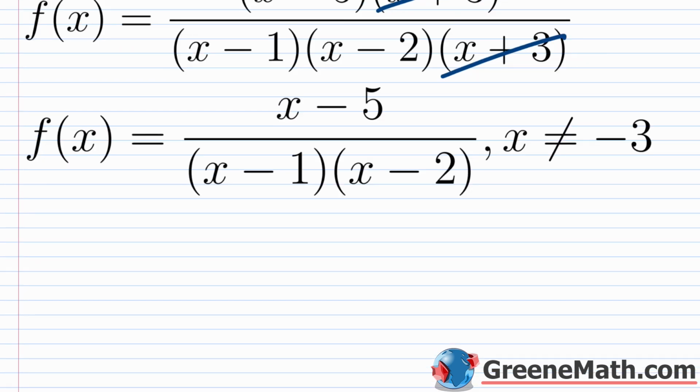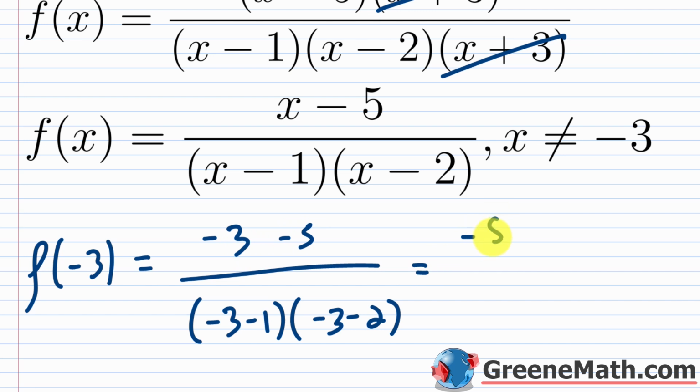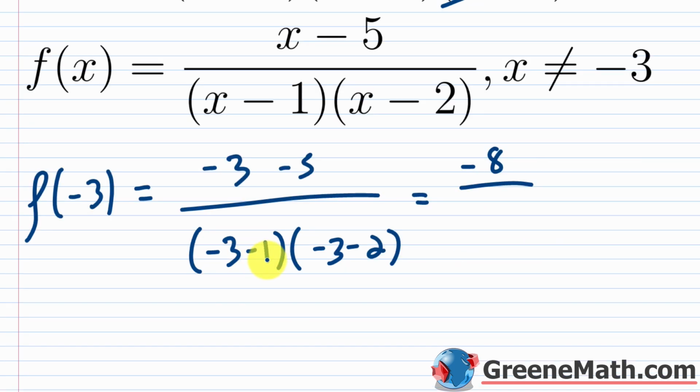So this right here is going to create a hole in your graph. And the way you figure out where that's going to be, you would just say f(-3), and this equals, you'd plug in -3 right there for x, so then -3 - 5 over the quantity -3 - 1 times the quantity -3 - 2. So this would be equal to negative 3 minus 5 is negative 8, over negative 3 minus 1, that's negative 4, and then negative 3 minus 2, that's going to be negative 5. So negative 8 divided by negative 4, that would be positive 2. So you have 2 over negative 5, so that is -2/5. So the hole is going to occur at (-3, -2/5).